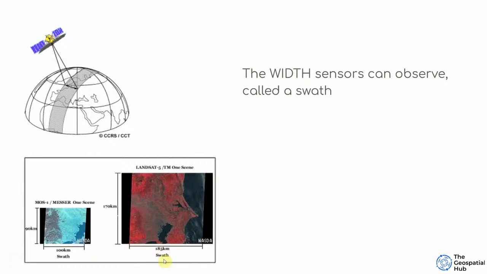As the satellite revolves around the Earth, the sensor sees a certain portion of the Earth's surface. The area imaged on the surface is what we refer to as the swath. This swath actually varies between 10 to 100 kilometers. Their width varies from satellite to satellite.